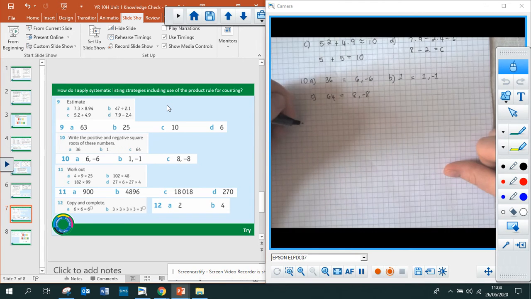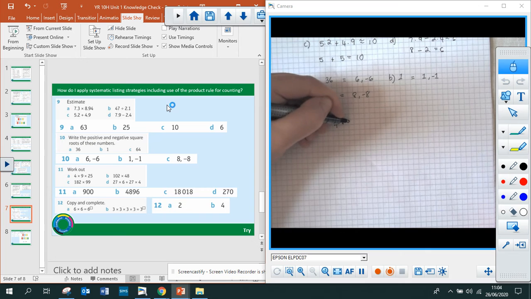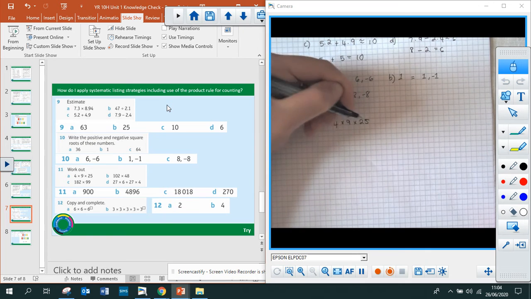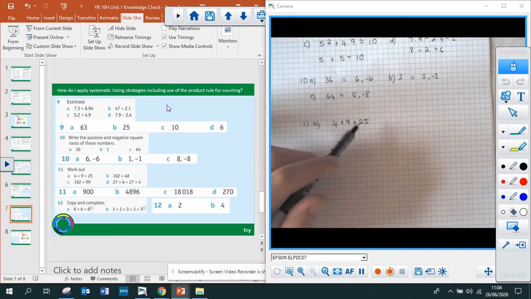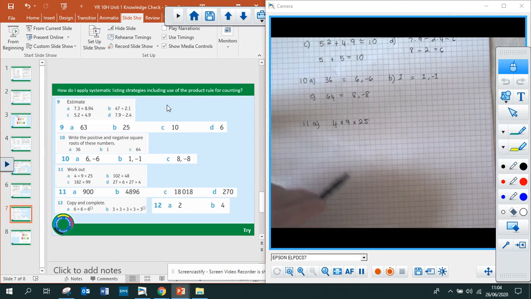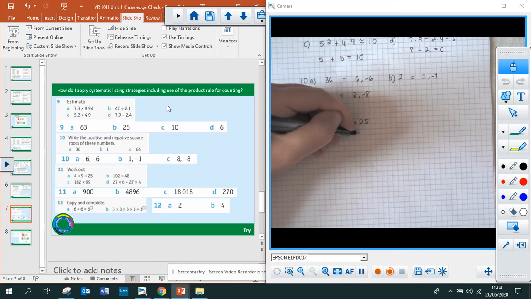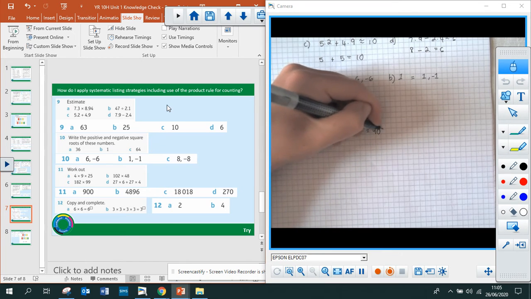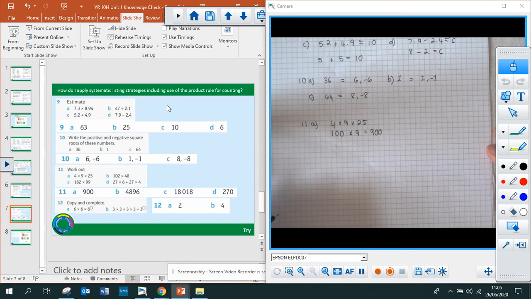Question 11. Part A wants us to work out 4 multiplied by 9 multiplied by 25. Okay? It's up to you how you do this, but I think I know 4 times 25 straight away. And multiplication is commutative, so I can do this. So 4 times 25 I know is 100. So I'm actually doing 100 times by 9, which is 900. You're done there. For B, you're doing 102 multiplied by 48.